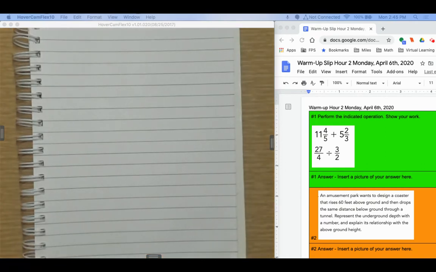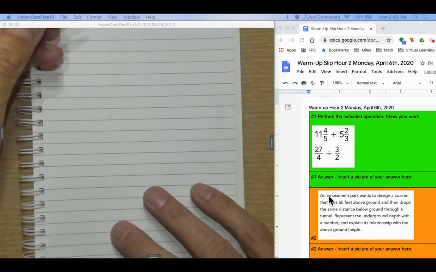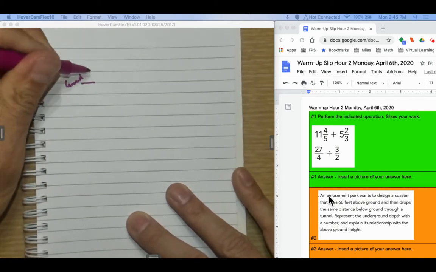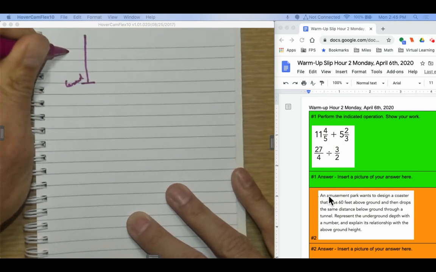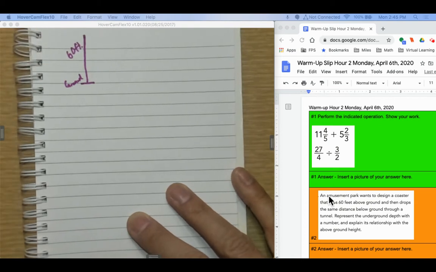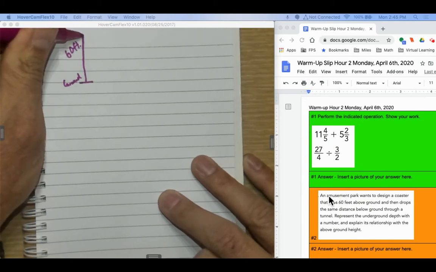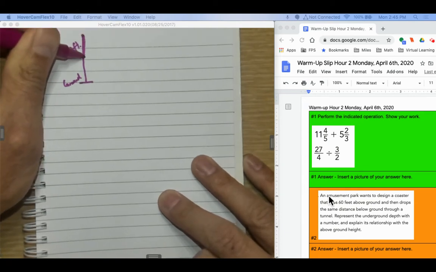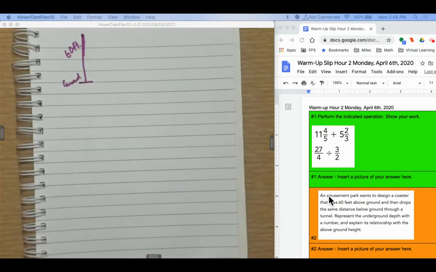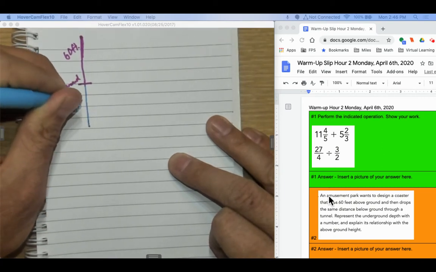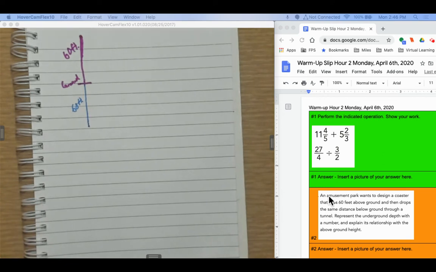That seems funny when I say it. Oh no, that's right. An amusement park wants to design a roller coaster that rises 60 feet above the ground. So ground. And then we're 60 feet up. Oof. And then drops the same distance below ground through a tunnel. Whoa. So it's like there, and then it goes wee, and then it goes like straight down. Maybe I'll do this here. Then it goes this way, wee, and goes 60 feet below ground. Oh, that'd be scary. Through a tunnel.